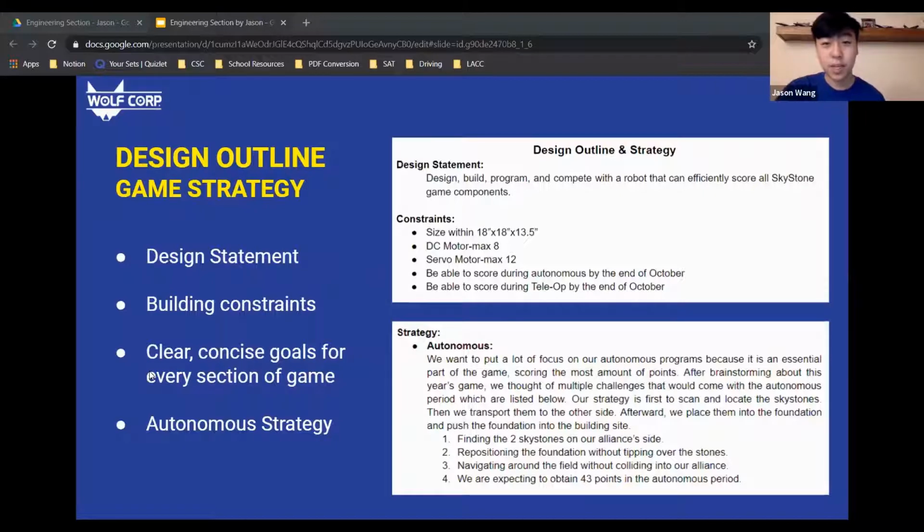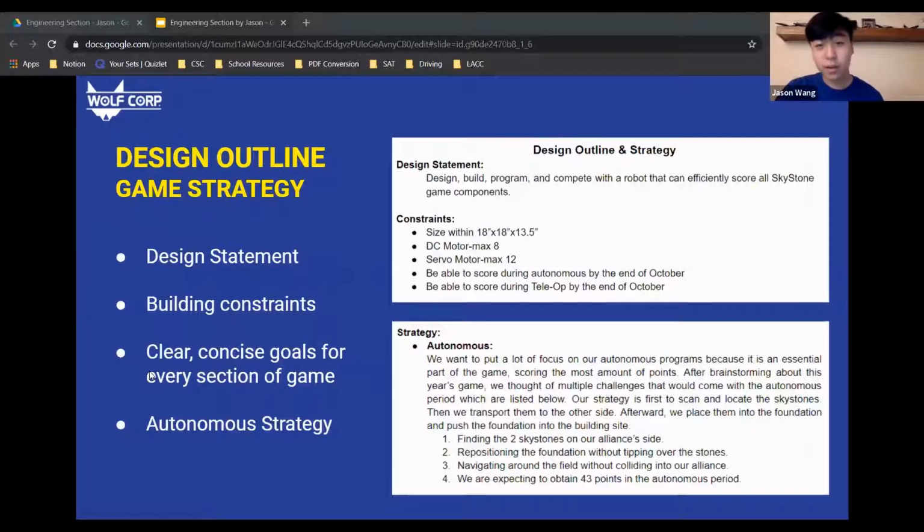And next we wrote down our game strategy, and this section gives details of clear, concise goals for every section of the game. For our autonomous strategy, we wanted to put a lot of focus in this period of the game because it earns the most points. Our first goal was to scan and locate the Skystones, then transport them to the other side, where we can place them on the foundation. After all of those steps, we pushed the foundation into the building zone to prepare for the teleop period.